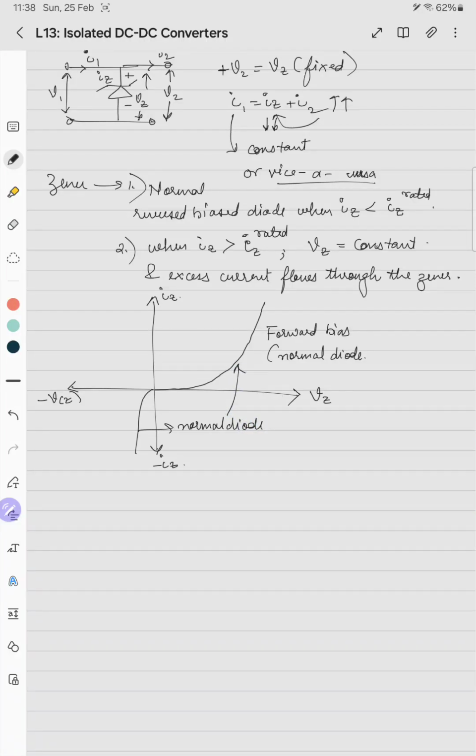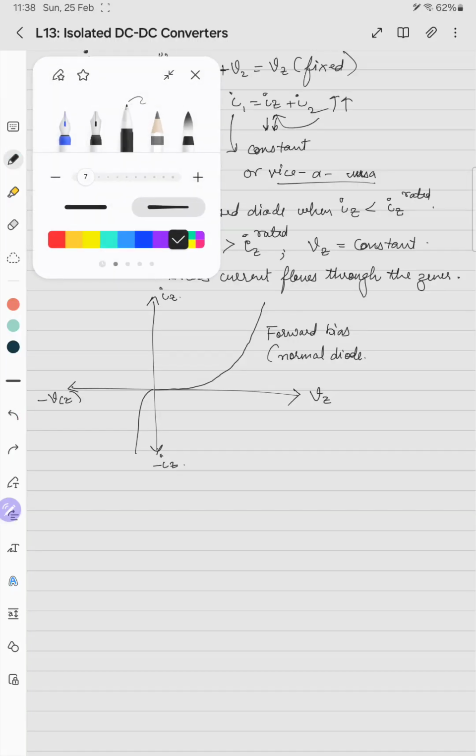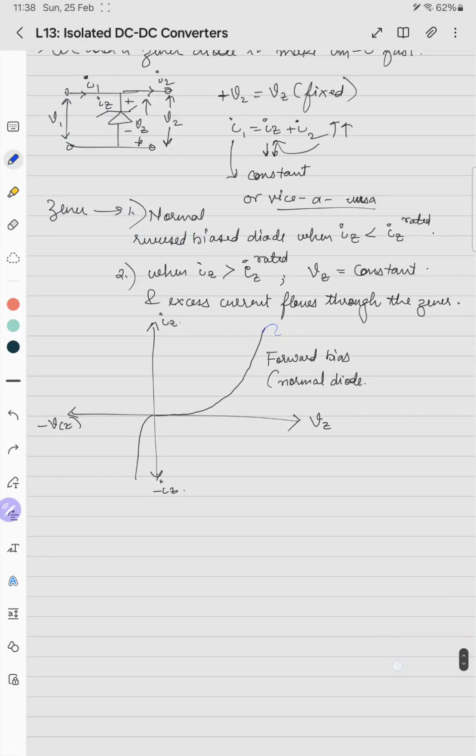Same, this is for a normal diode. For a Zener diode, instead of this, I'll use the other color. But this is same. A Zener diode has more flexibility. So what happens is this will be almost linear and it will be like this.